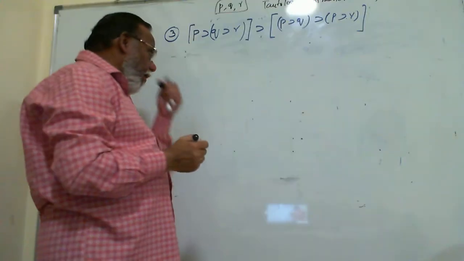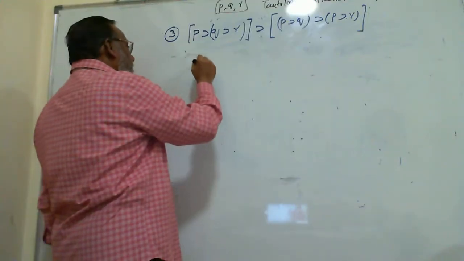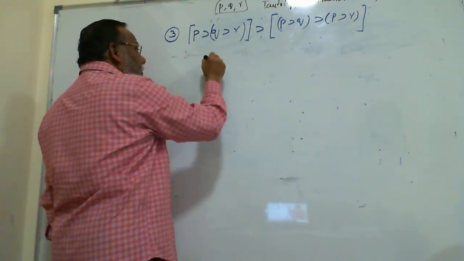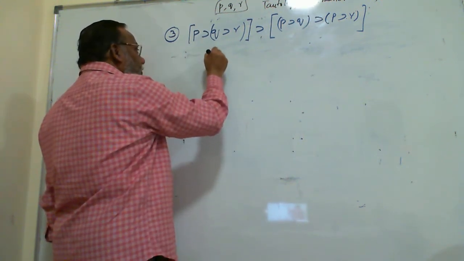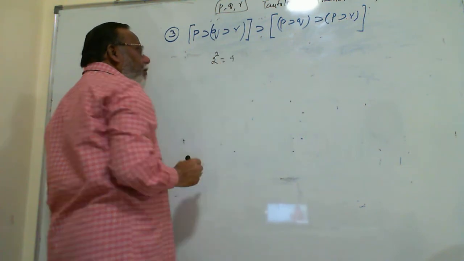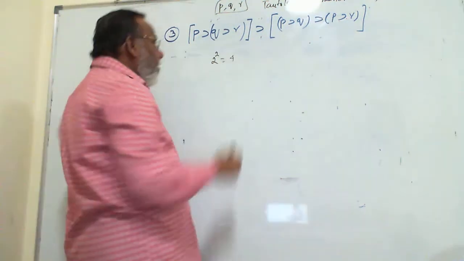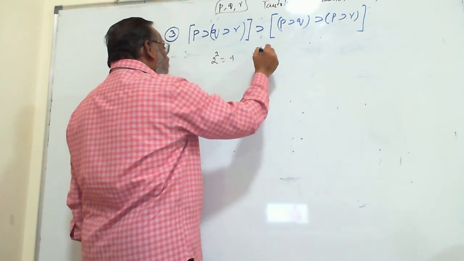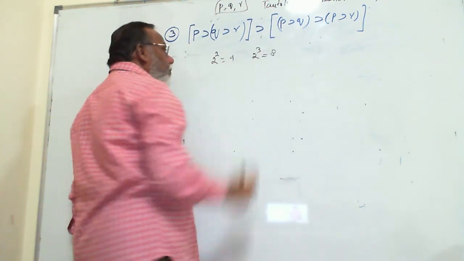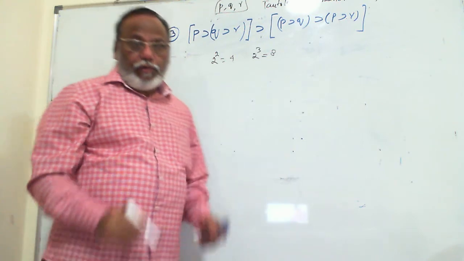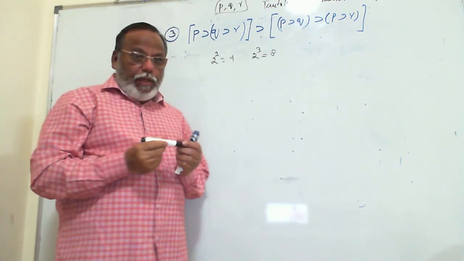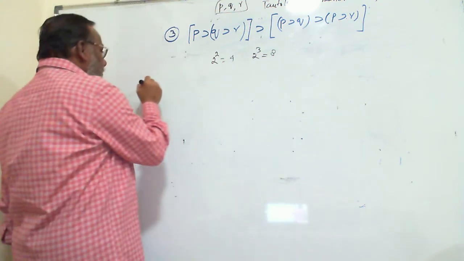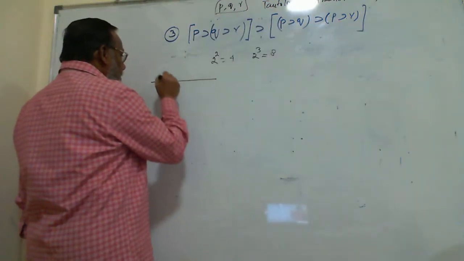I will remind you that in all the previous cases when there were two basic variables, the total number of options was 2 squared, which is 4. But since there are 3 variables, the total number of combinations of P, Q, R will be 2 cubed, equal to 8. So how to write those combinations, I am showing you here.